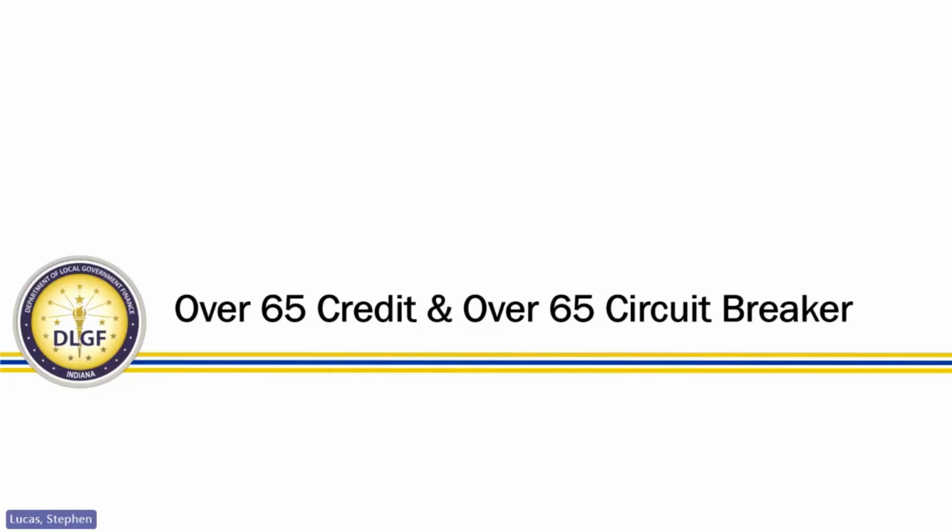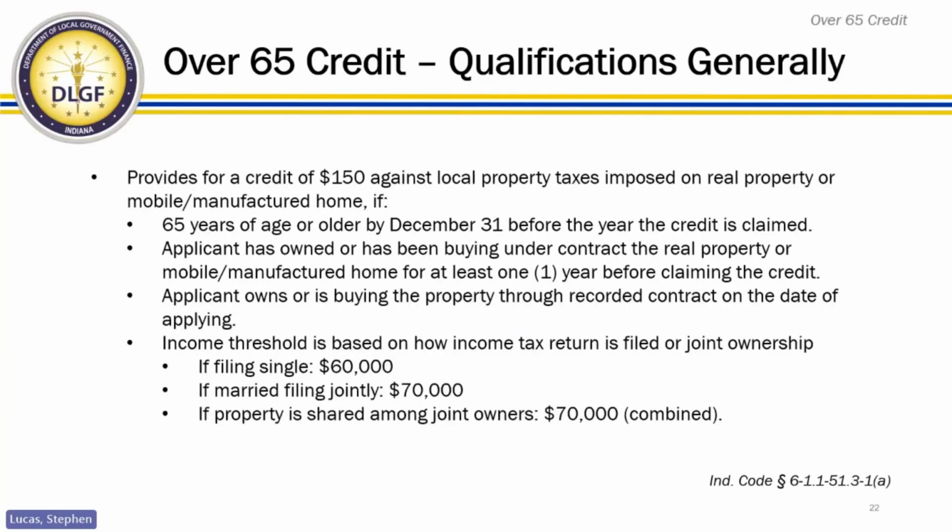I am now going to move into the over 65 credits and the over 65 circuit breaker credit, which are similarly named, but they are two different benefits. First, I will go over the new over 65 credit. Again, this benefit was previously a deduction. It was the over 65 deduction. It was changed to a credit during the most recent legislative session.